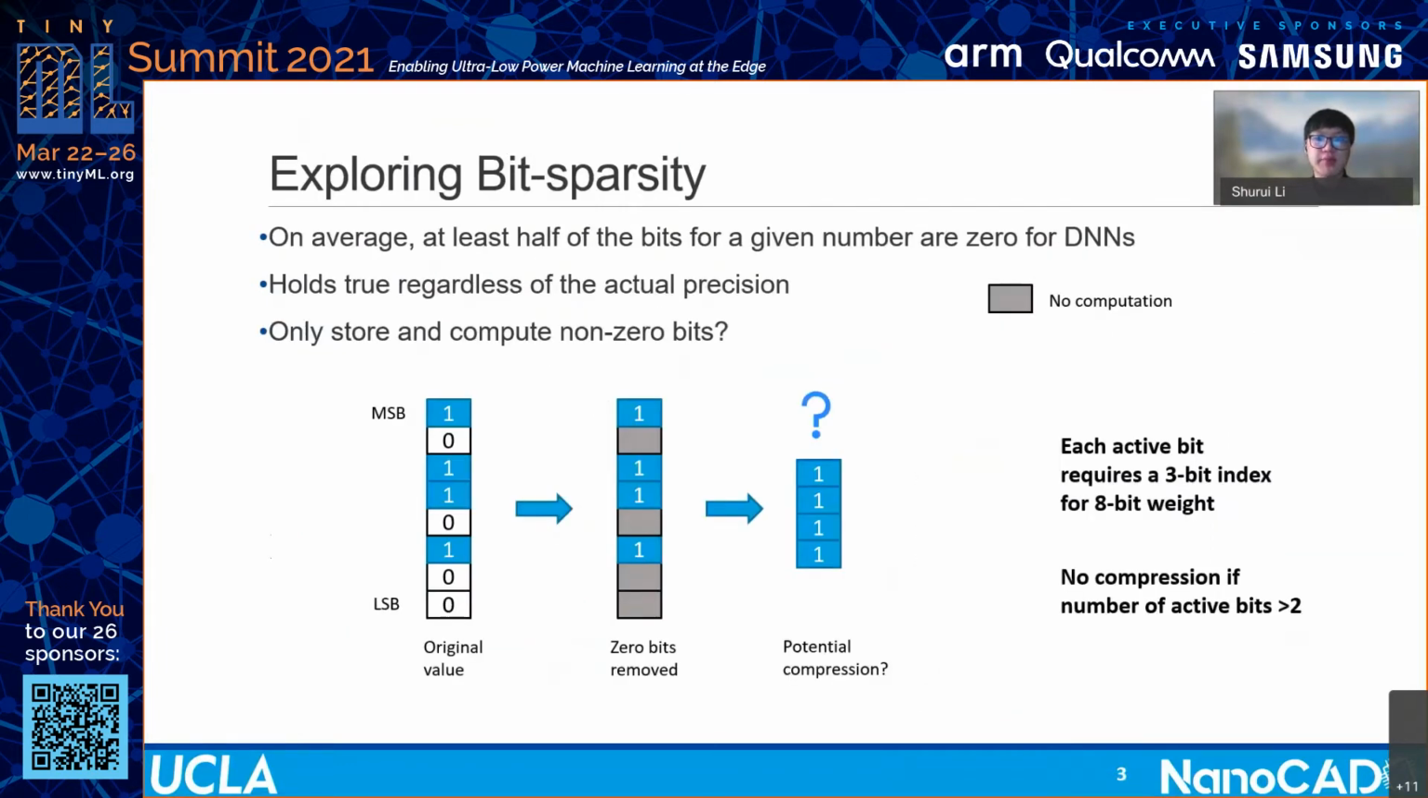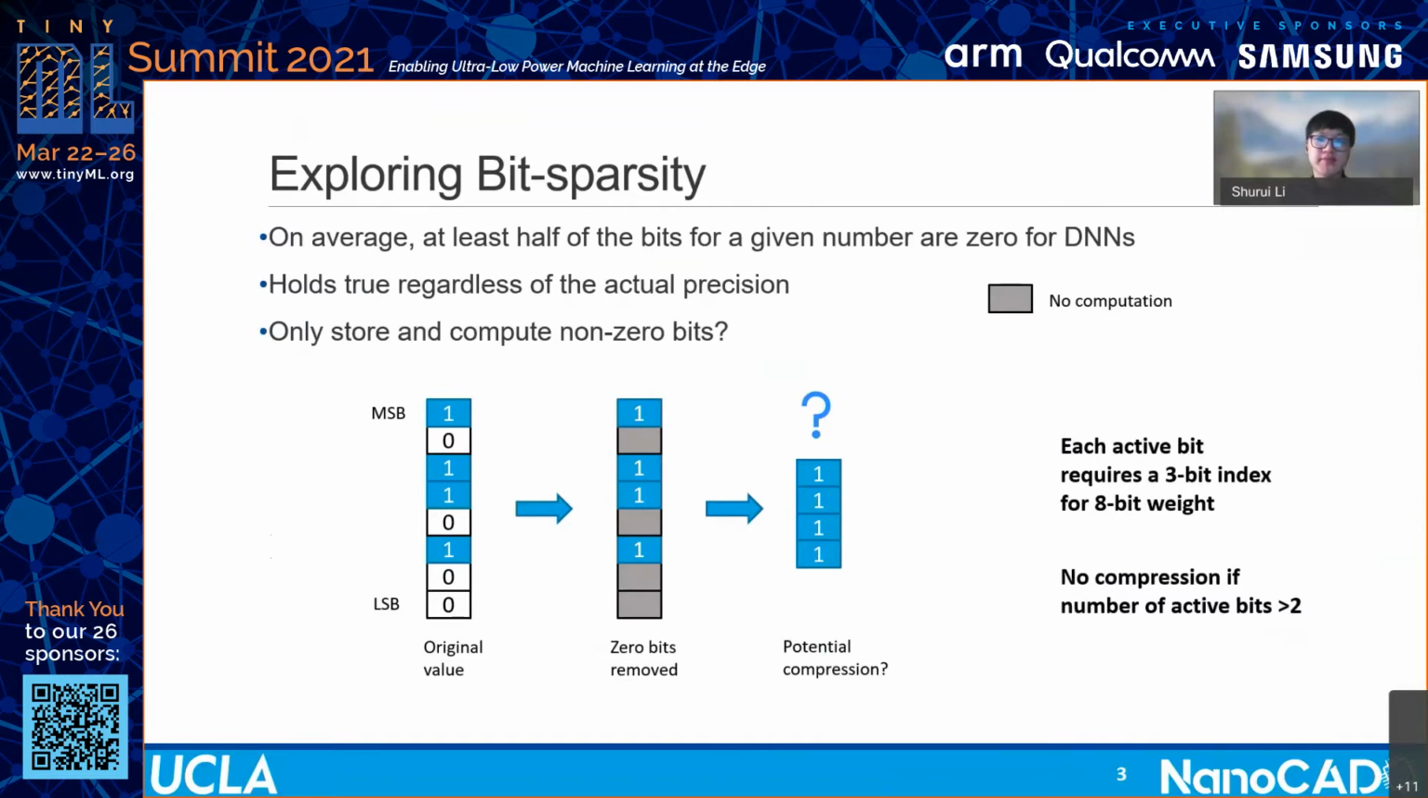Now I want to talk about bit sparsity, which is the main idea behind the SWIS quantization framework. On average, at least half of the bits for a given weight are 0 for deep neural networks. And the 50% is actually a conservative estimation, since most weights and activations are normally distributed and centered around 0. The more significant bits have higher probability of being 0, and the overall probability is actually slightly higher than 50%. And this property also holds true regardless of the precision of the network.